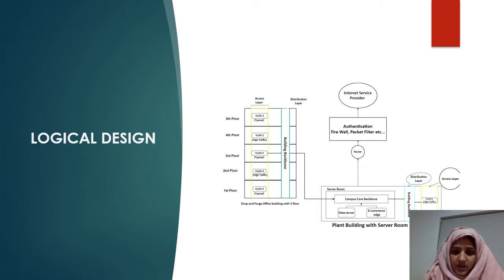Within the server room, you can see there is a data server and e-commerce edge servers that will accommodate the database requirements of this organization, which is again connected to a VLAN switch that will accommodate the requirements of the plant building.